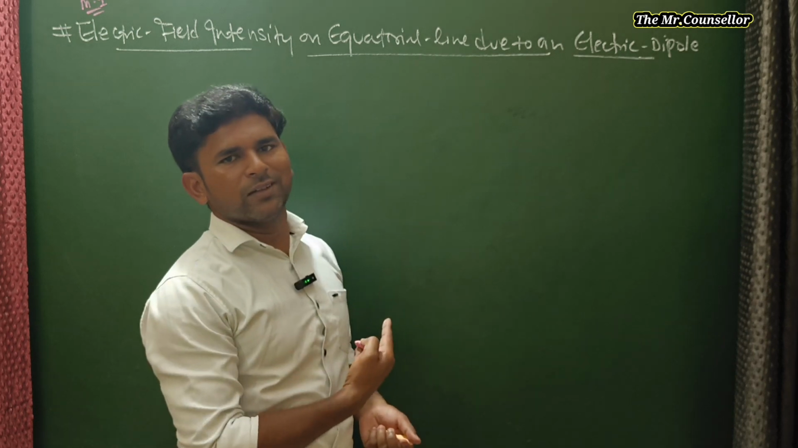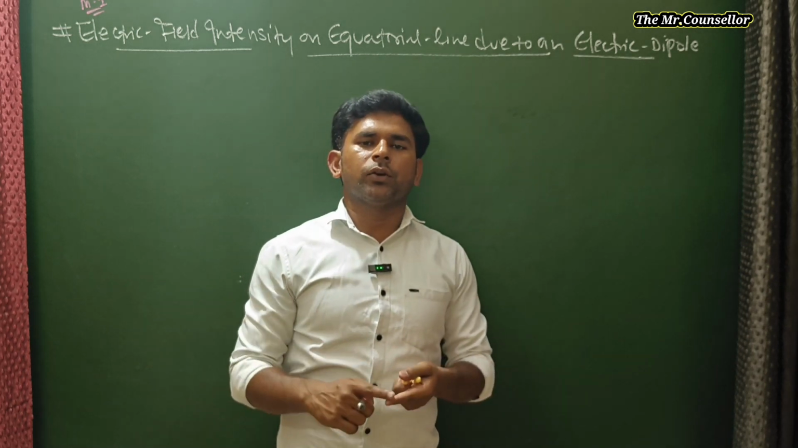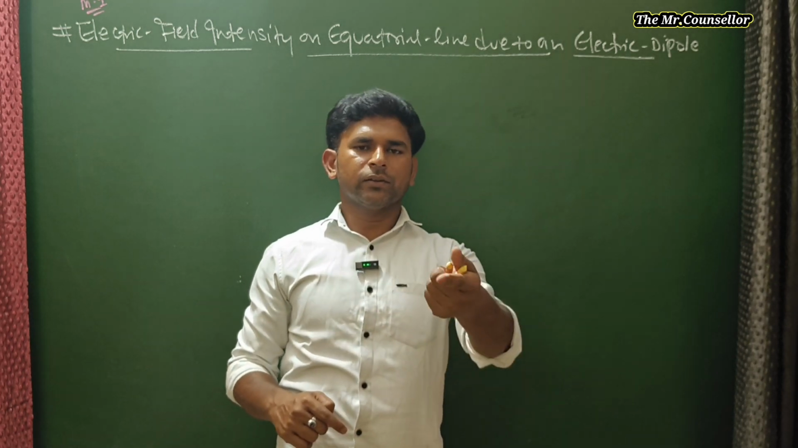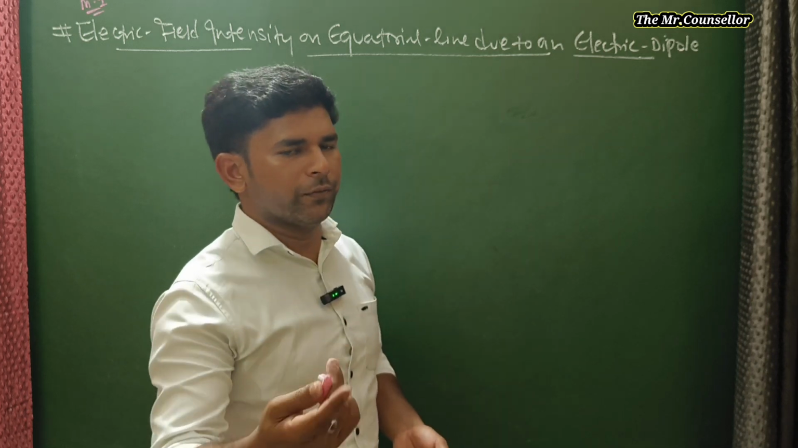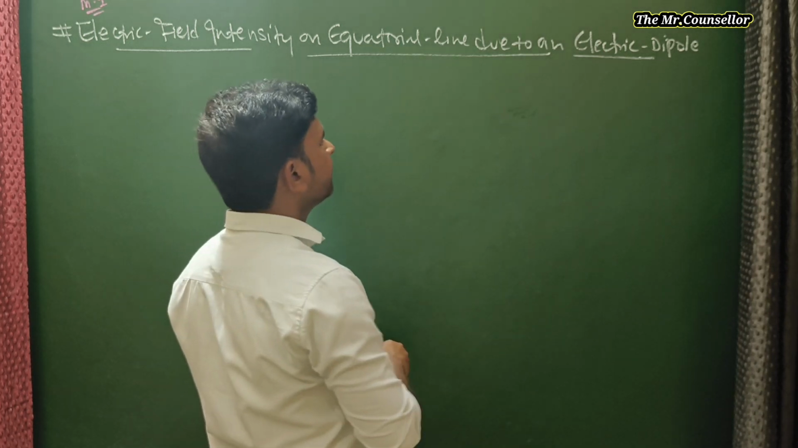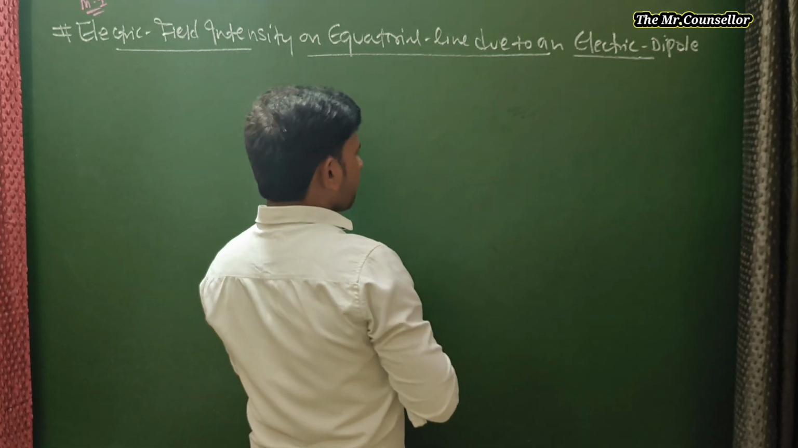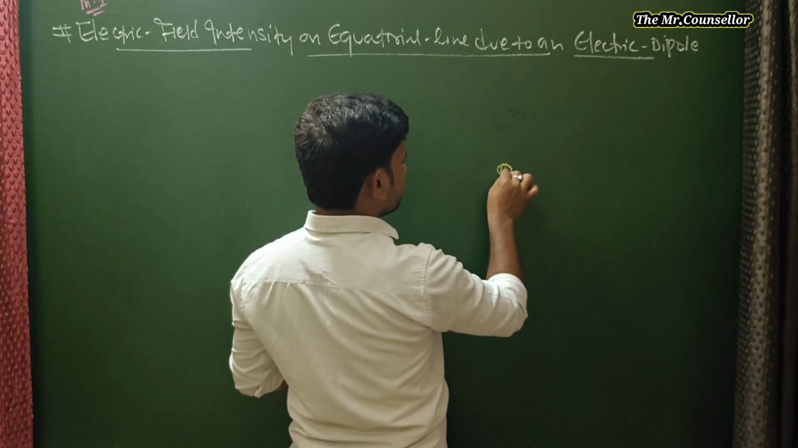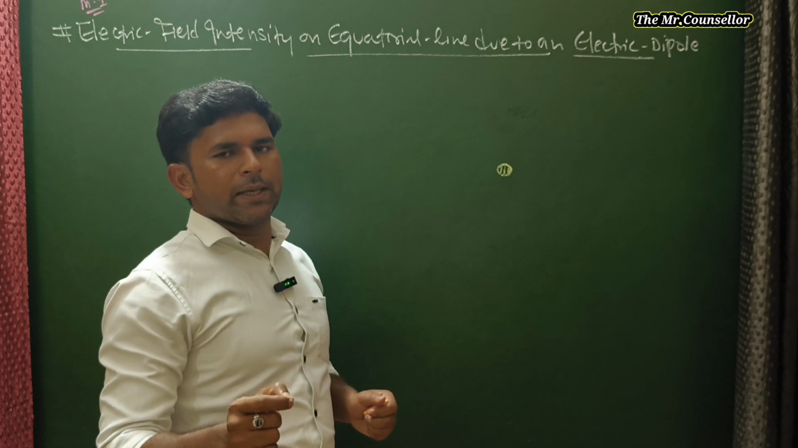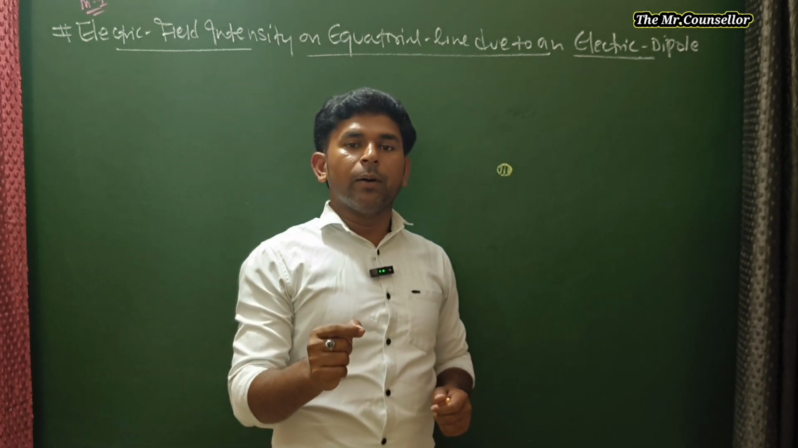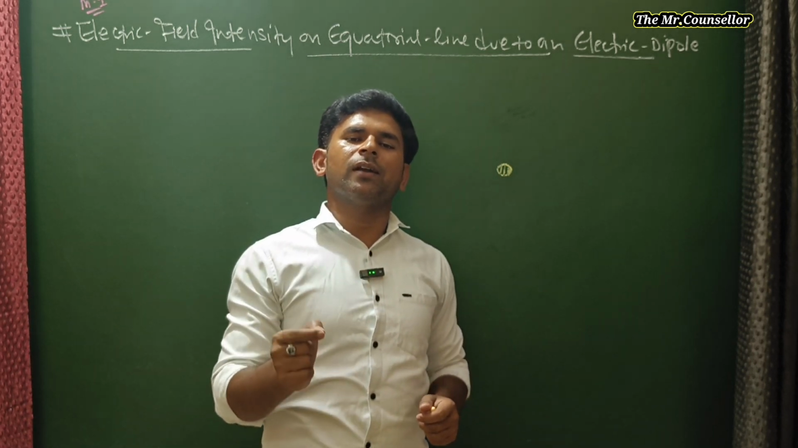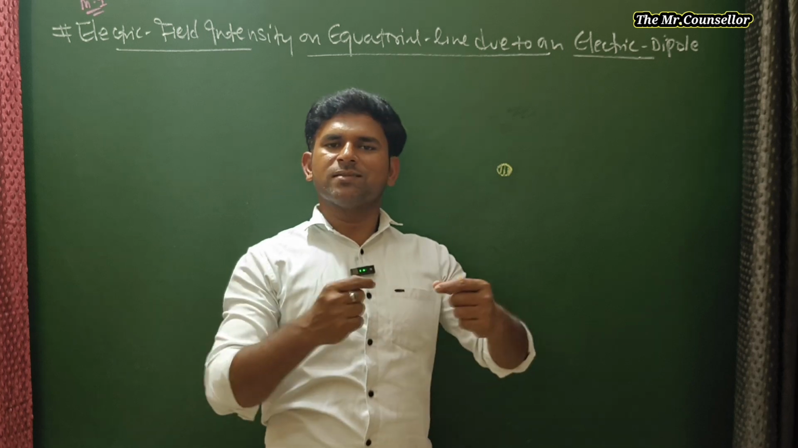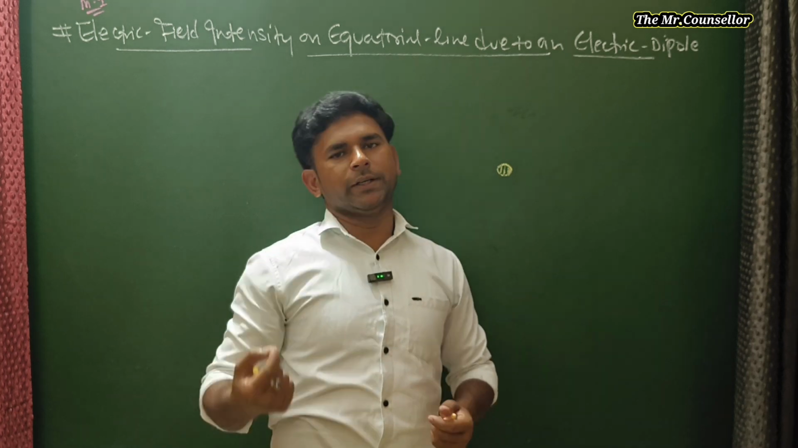So first we will consider the diagram. According to the diagram, we will find the derivation. Okay, it means the final formula. Let us see. We have an electric dipole. You know very well what an electric dipole is. An electric dipole is a pair of two equal and opposite point charges at a certain short distance.